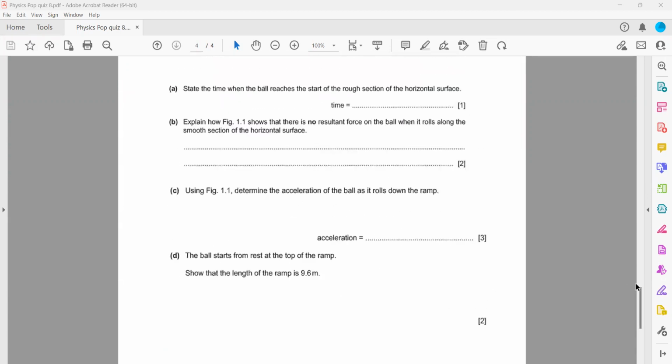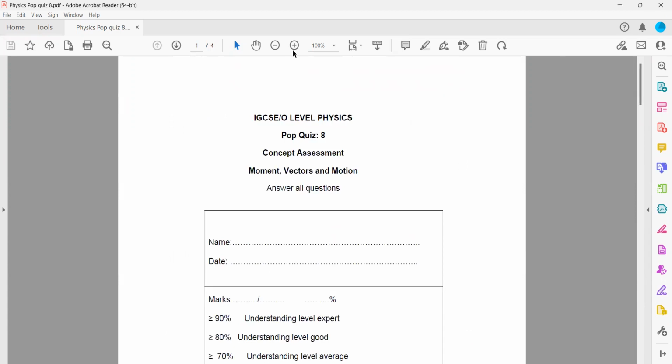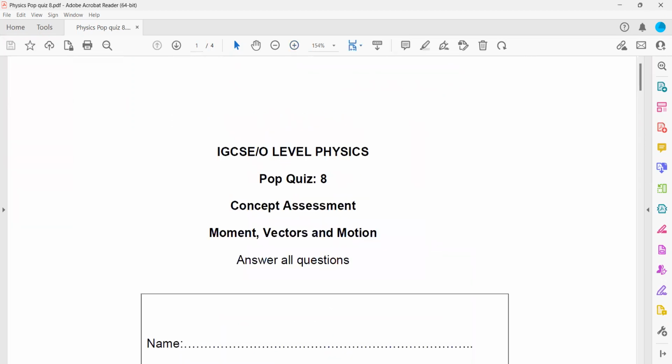So this was the pop quiz, which was related to moments, vectors, and motion.